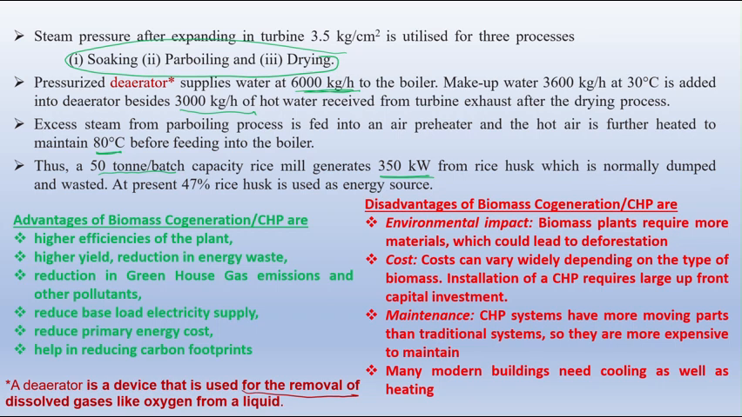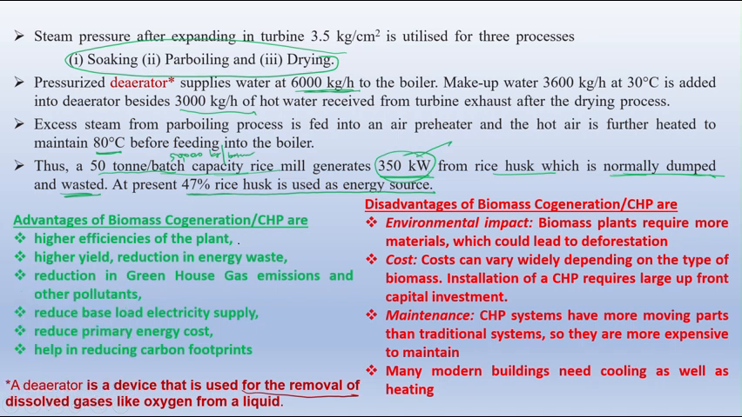So per batch it can generate 50 tons, which is equal to 50,000 kilograms per batch, and generated 350 kilowatt of power from rice husk, which is normally dumped as wastage. So the waste produced in the paddy processing unit, that is rice husk, is used to generate 350 kilowatt power and steam for process applications. At present, 47% of rice husk is used as energy storage. Then we finally move on to the advantages of biomass cogeneration.